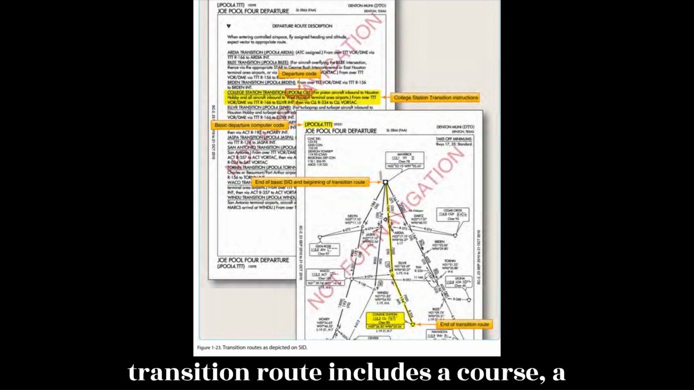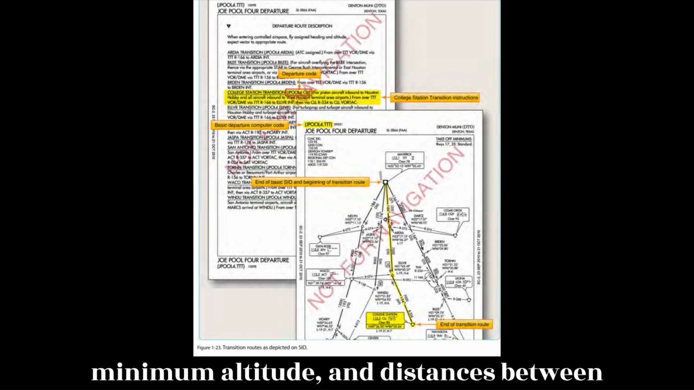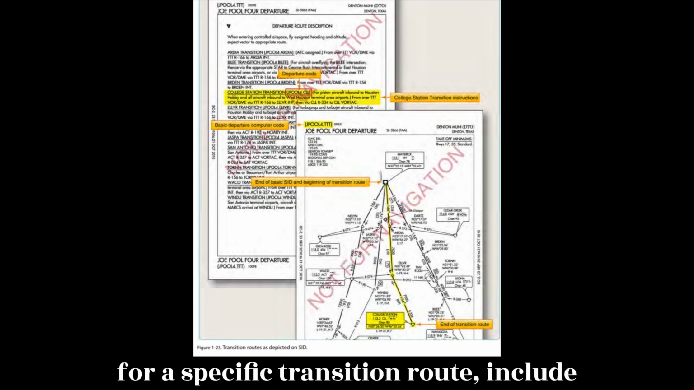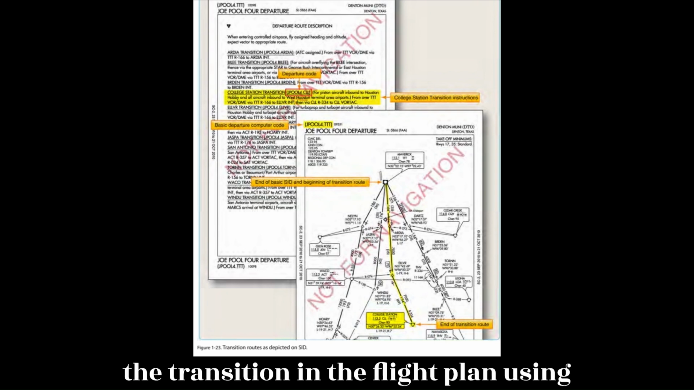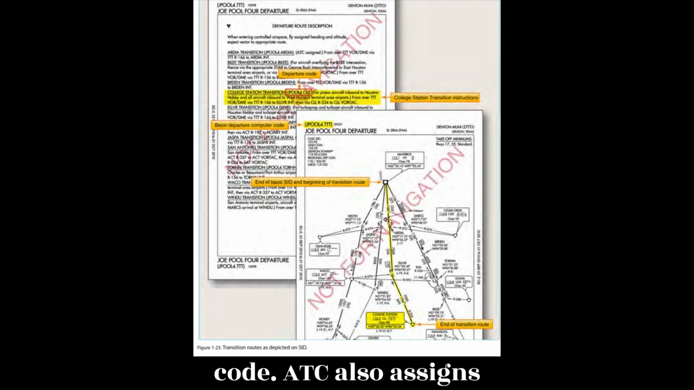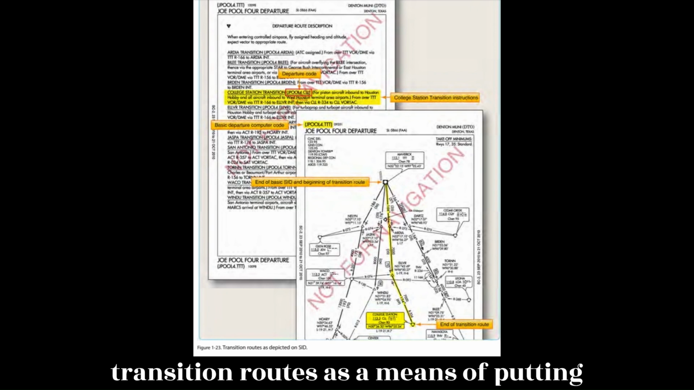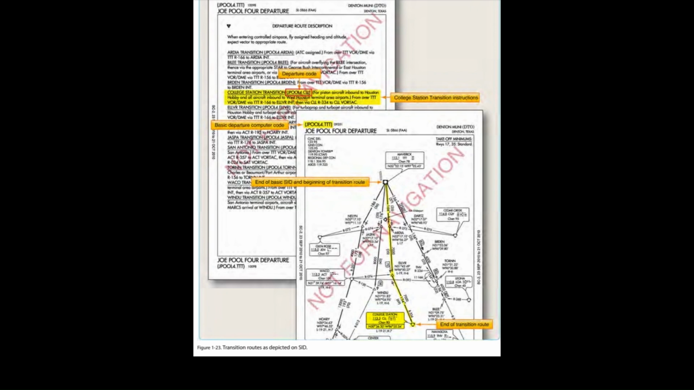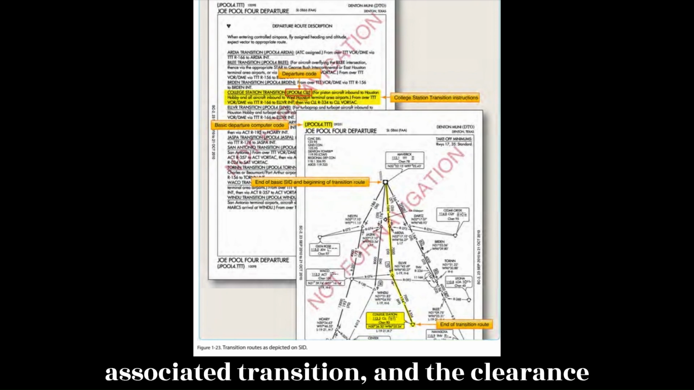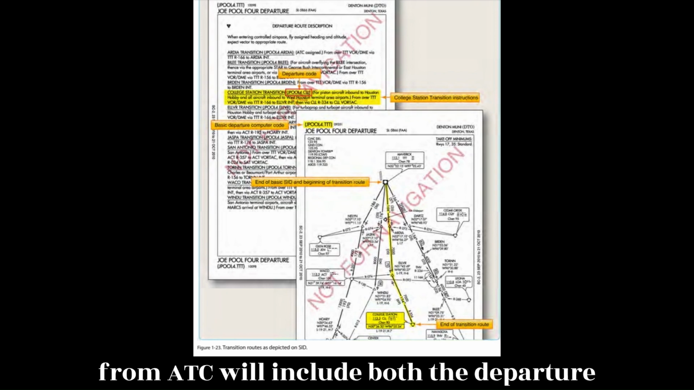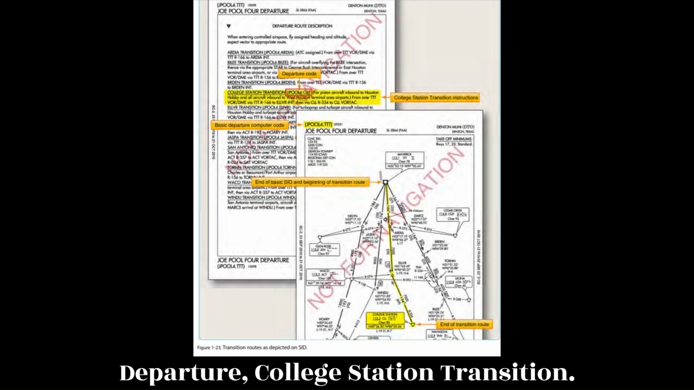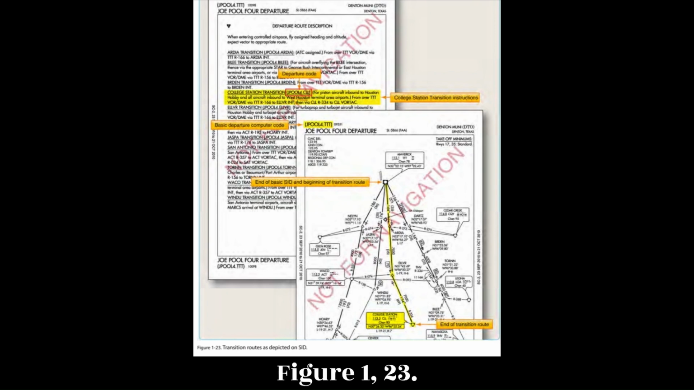A transition route includes a course, a minimum altitude, and distances between fixes on the route. When filing a SID for a specific transition route, include the transition in the flight plan, using the correct departure and transition code. ATC also assigns transition routes as a means of putting the flight on course to the destination. In any case, the pilot must receive an ATC clearance for the departure and the associated transition, and the clearance from ATC will include both the departure name and transition, e.g., Joe Pool 9 departure, College Station transition.